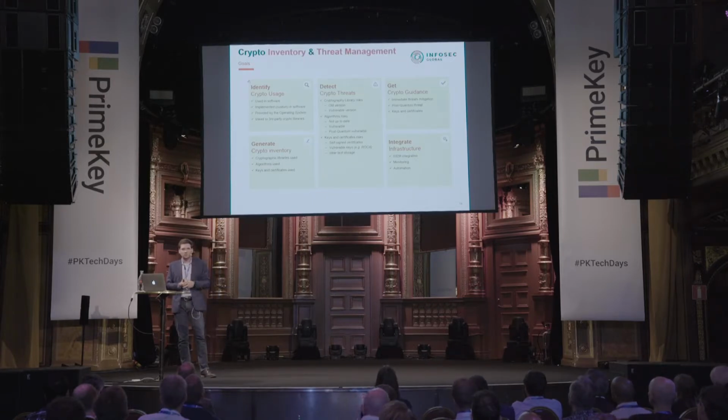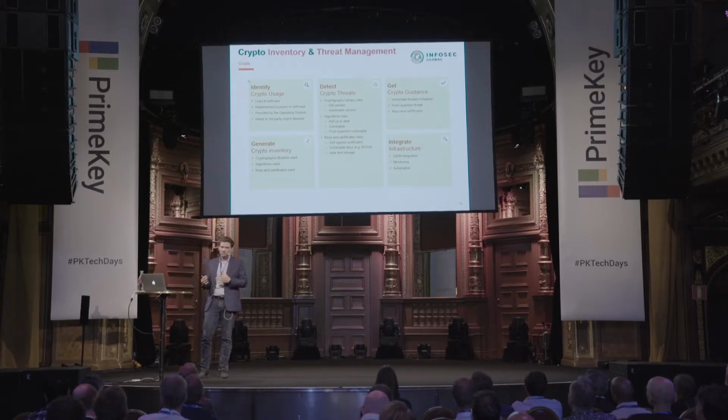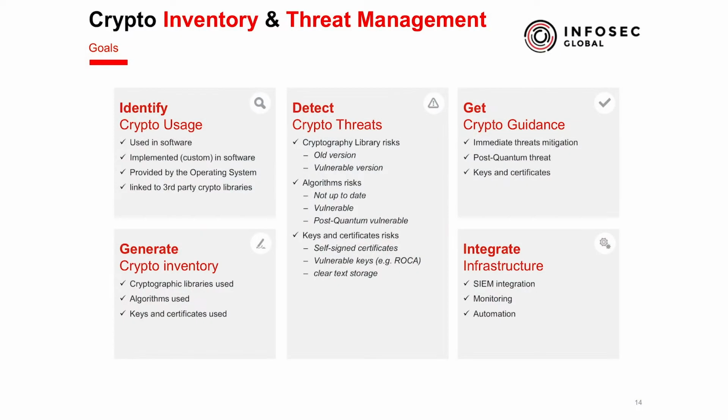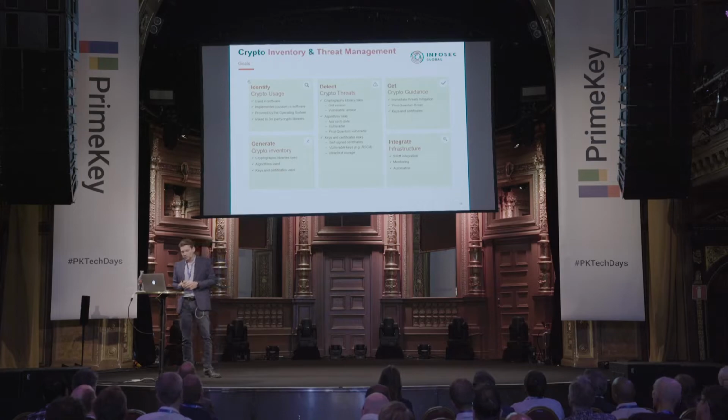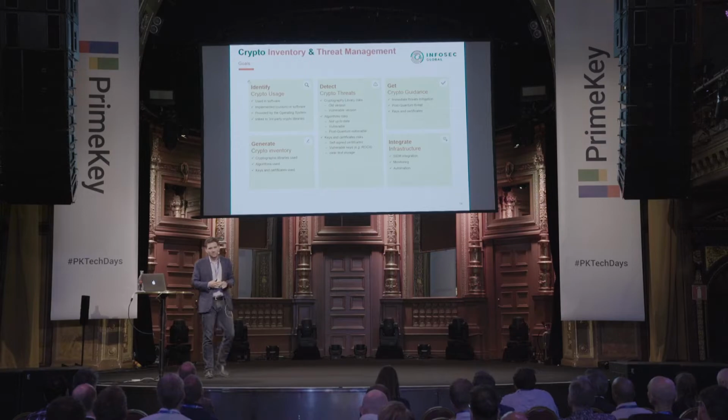You need to know if you have an issue, and then it will basically tell you what and where you need to change certain things. So you need to identify where and how crypto is used. You need to be able to look up what kind of algorithms are used by which application. You need to be able to detect any vulnerabilities in your code. Do you have some weak implementation? Do you have an old crypto library used which is known to be vulnerable to certain side-channel attacks? Am I storing keys in plain text somewhere? Am I using certificates with bad parameters?